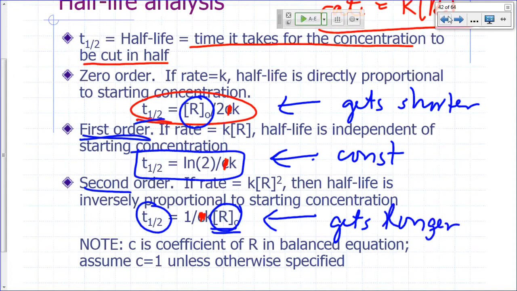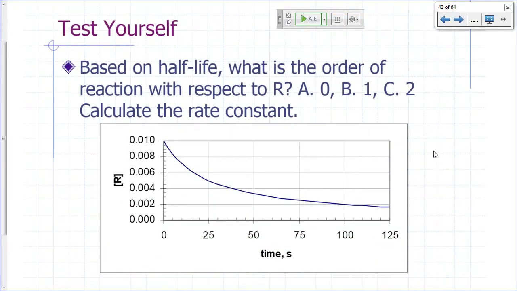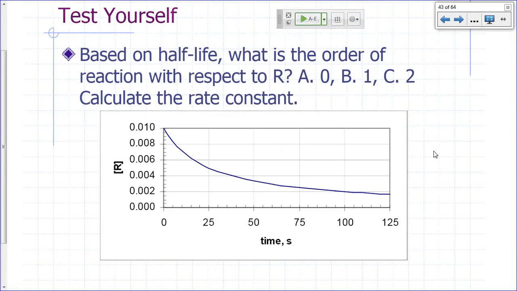Okay, so let's see what happens there. Let's look at this one. Based on the half-life here, what's the order of the reaction with respect to R? Is it 0, 1, or 2? How do you determine the half-life?